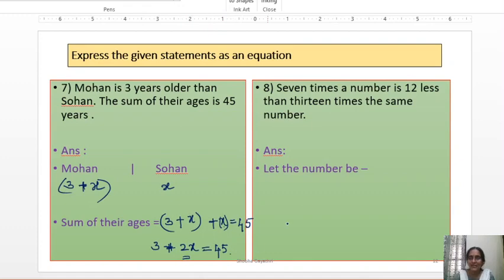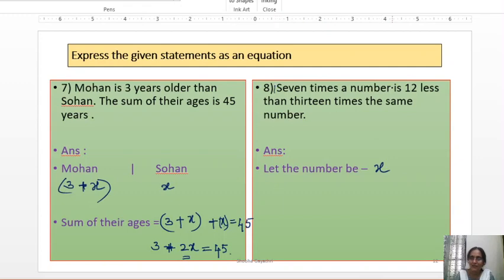Now the 8th sum. 7 times a number is 12 less than 13 times the same number. First, we don't know the number, so let the number be x. 7 times a number is, means 7 times a number.